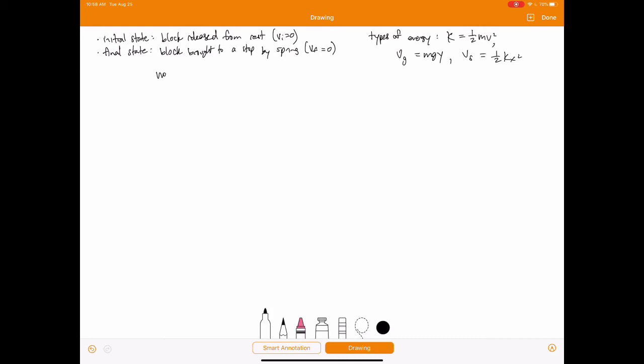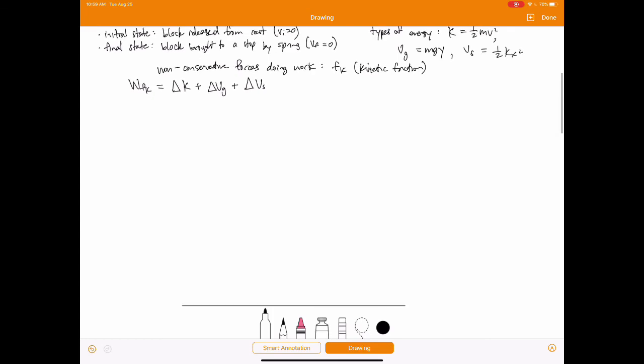What about non-conservative forces? Well, just like in the previous problem, the non-conservative force doing work on the system is friction, kinetic friction. Okay, so therefore, the energy equation we're going to be using is the work done by friction equals delta K. And then we have two delta U terms with two types of potential energy. So we'll have delta U G plus delta U S. That's how we'll write it.